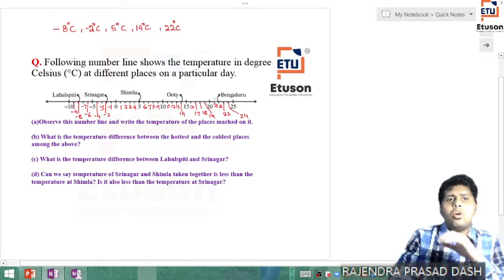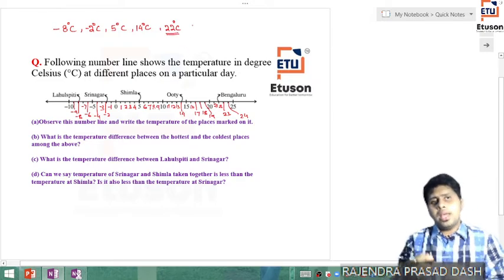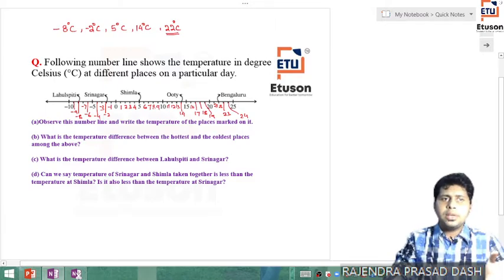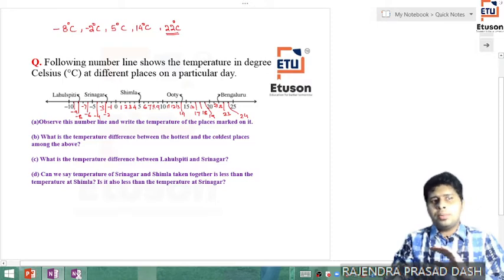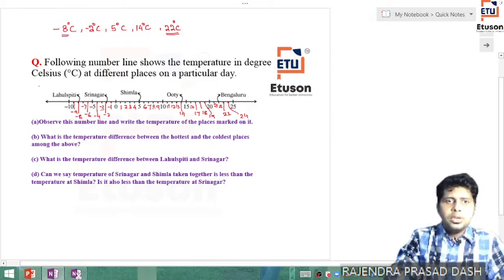So hottest means whichever has the highest temperature, that is the hottest place. So the hottest place has the highest temperature, 22 degrees Celsius, of which place? Bengaluru. So Bengaluru is the hottest place, and the coldest place means the lowest temperature. The lowest temperature will be the coldest place. So what is the lowest temperature? The lowest temperature is minus 8 degrees Celsius, that is of Lahul Spiti. So temperature difference between the hottest and coldest places.